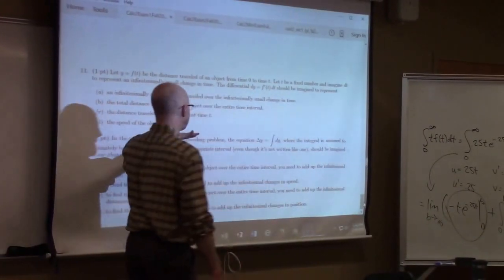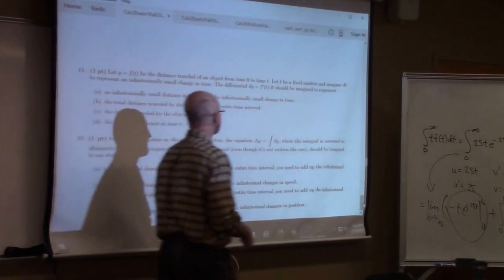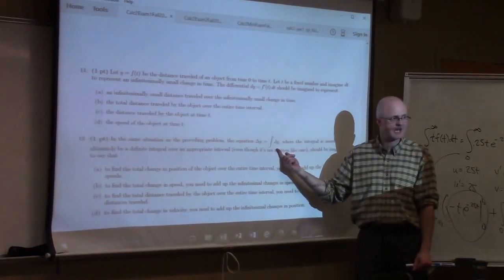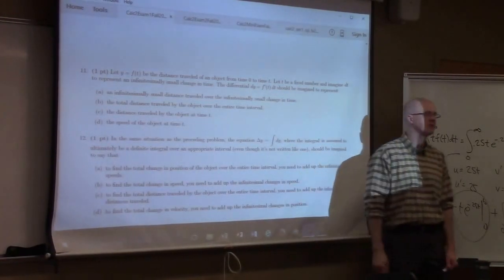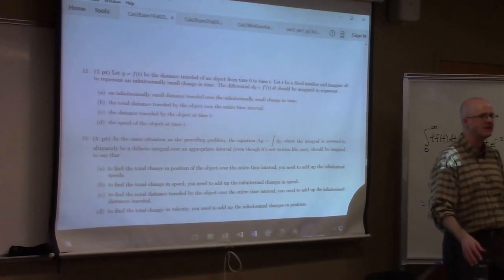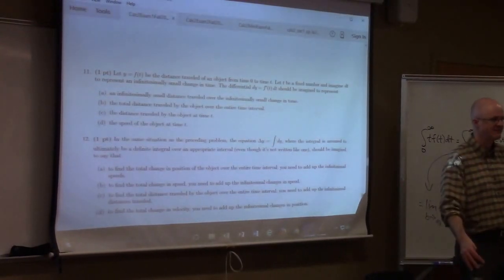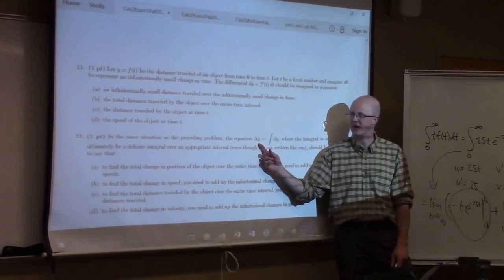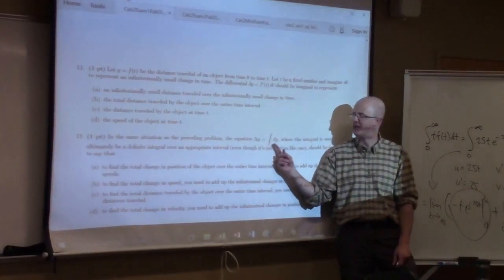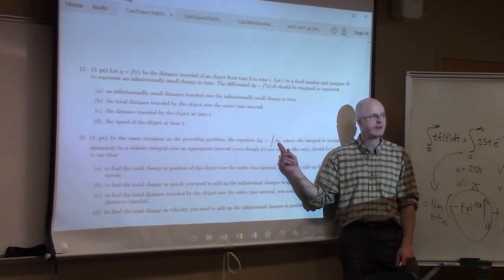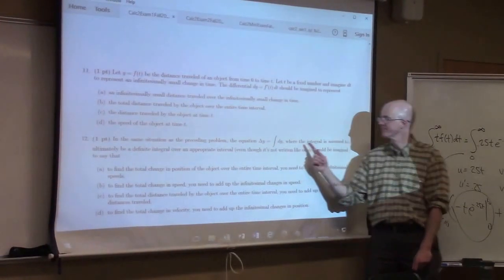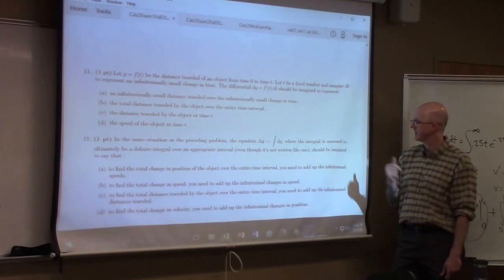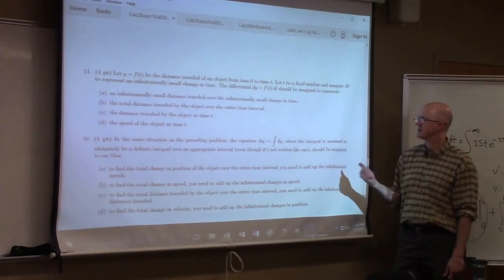Number 12 here is in the context of the same problem. The equation says that the total change in y is the sum of the little changes. Think of the integral intuitively as a summation, even though technically it's not. This is how scientists often think of it. To find the total change in the quantity, add up the little changes. The integral is assumed to be a definite integral over an appropriate interval, though it's not written like one. How should this equation be imagined?